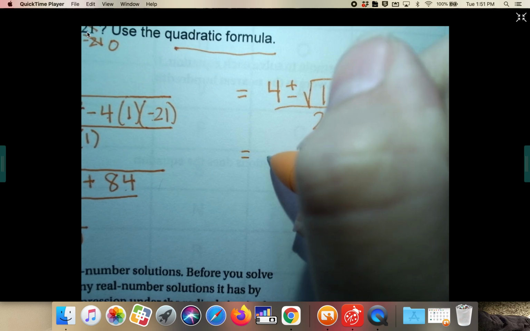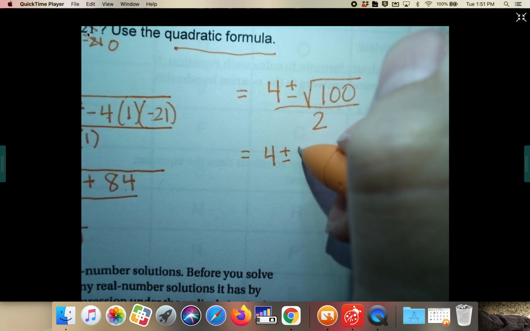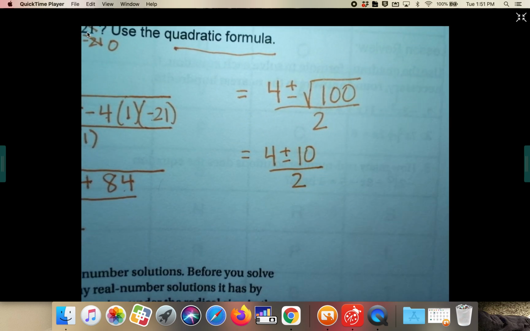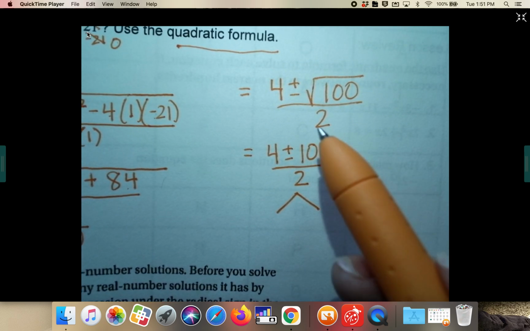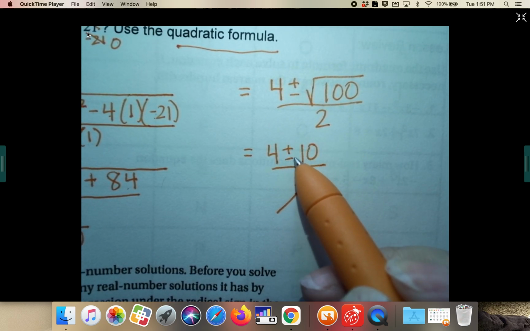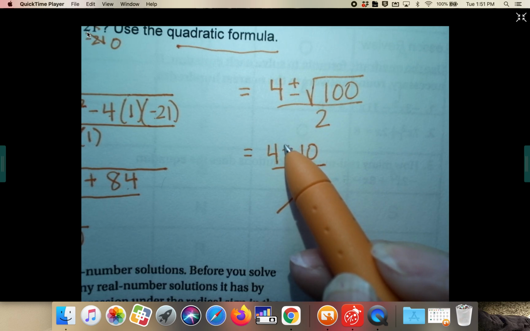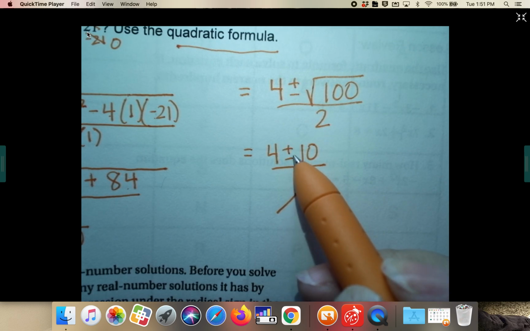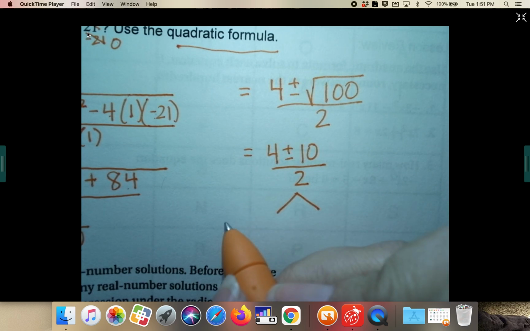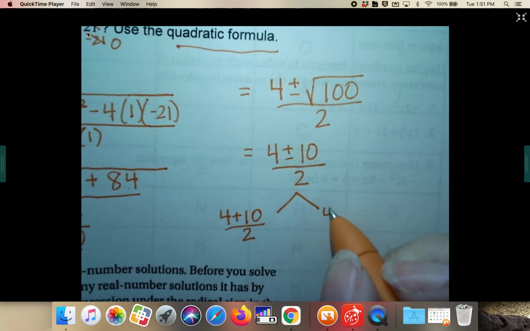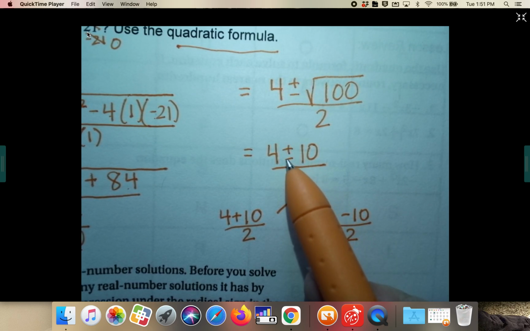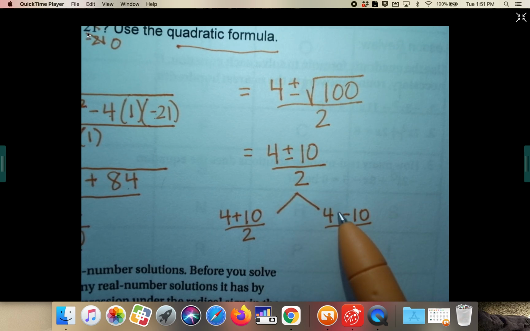So what we're going to have is 4 plus or minus 10 divided by 2. Okay, here's where we can branch it off into two separate problems. I need plus and minus to be two different answers. I need one where you use plus and one where you use minus. So I'm going to say 4 plus 10 divided by 2 and 4 minus 10 divided by 2. So that's where the plus or minus comes in. We need to do one plus and one minus.